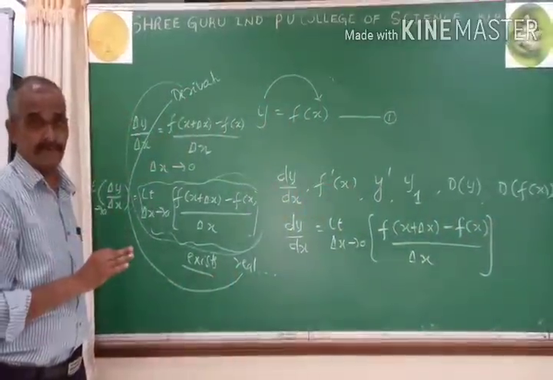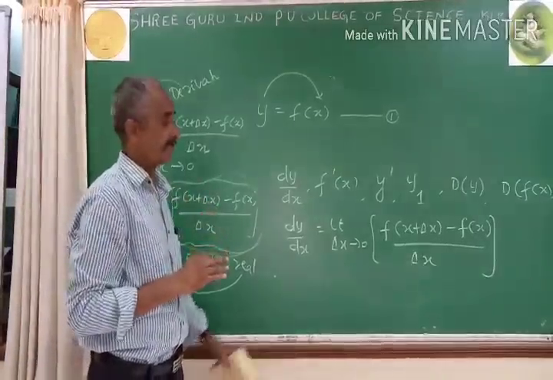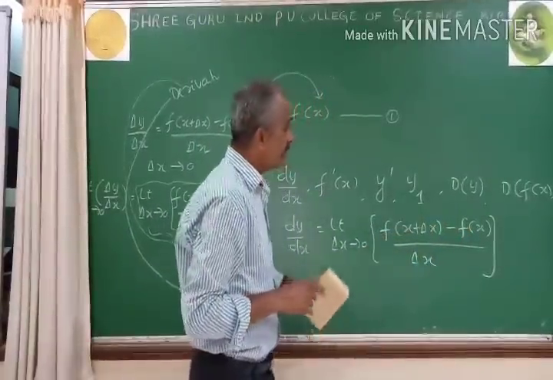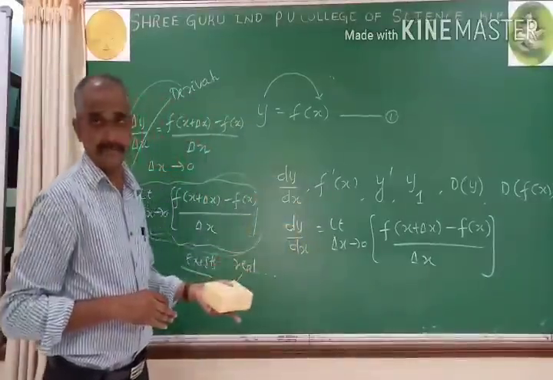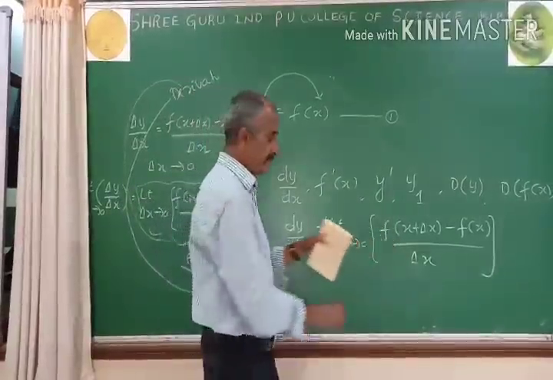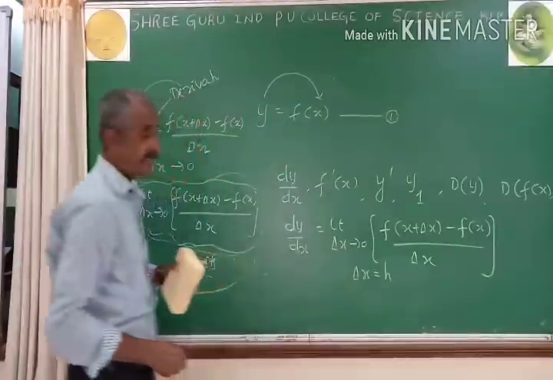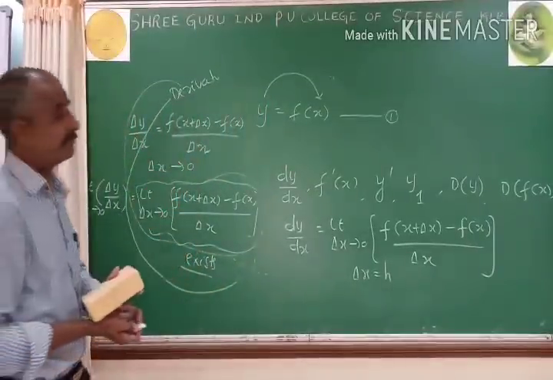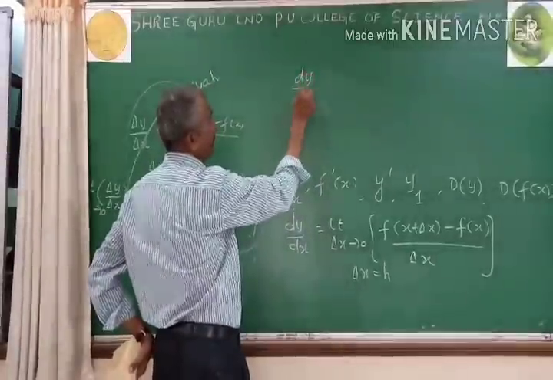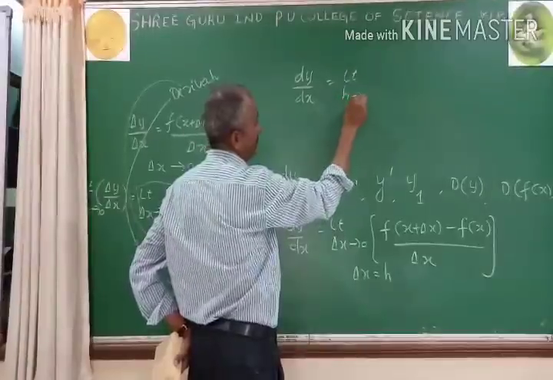It is always understood. It is not necessary for every term that exists. It is understood, provided that the right hand side limit must exist. Further, this formula we can write in another simpler format. Instead of delta x, we shall take delta x as h. On taking delta x as h, this formula will become dy by dx is equal to limit h tending to 0.